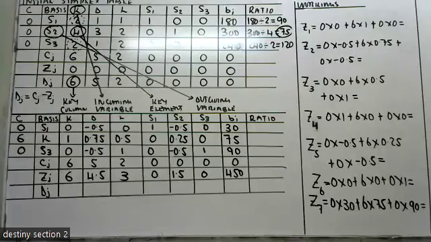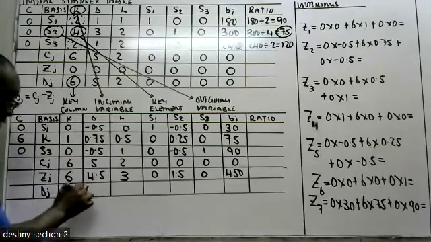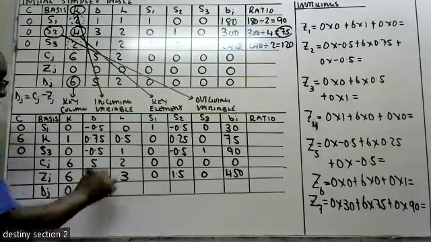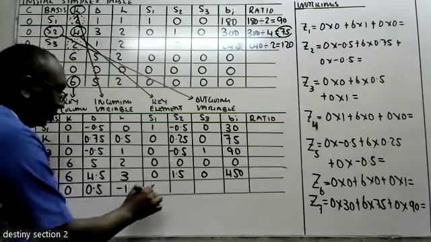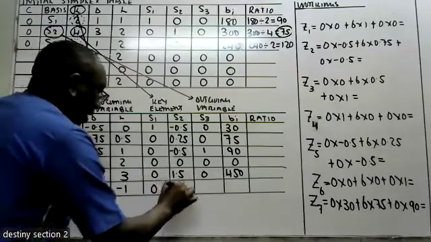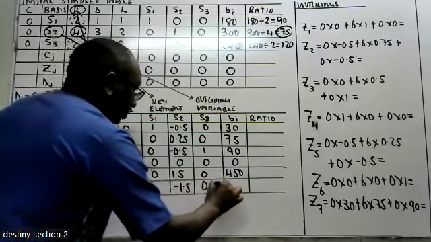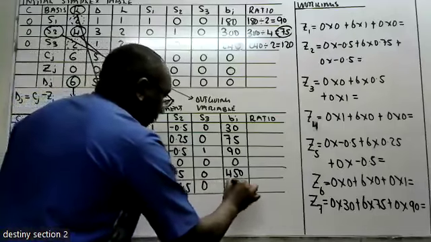So now, we say Dj is equal to Cj minus Zj. So we start, 6 minus 6 is 0. 5 minus 4.5 is 0.5. 2 minus 3 is minus 1. This is 0. This is minus 1.5. This is 0 and minus 450.